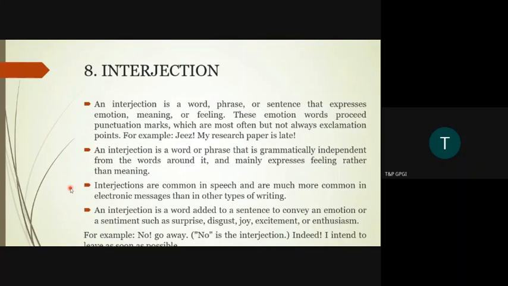So an interjection is a word, phrase, or sentence that expresses emotion. It expresses emotion or feeling. These emotions can be anything, but it is followed by a punctuation mark, for example an exclamation mark. Geez, my research paper is late. The paper I was working on is late. So how will I say it? Geez, my research paper is late. This is how you express it. It's an emotion that you're expressing, or feeling.